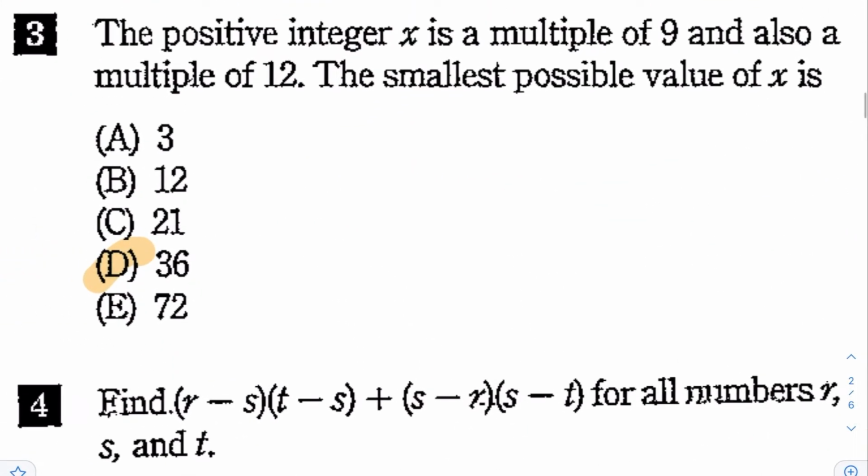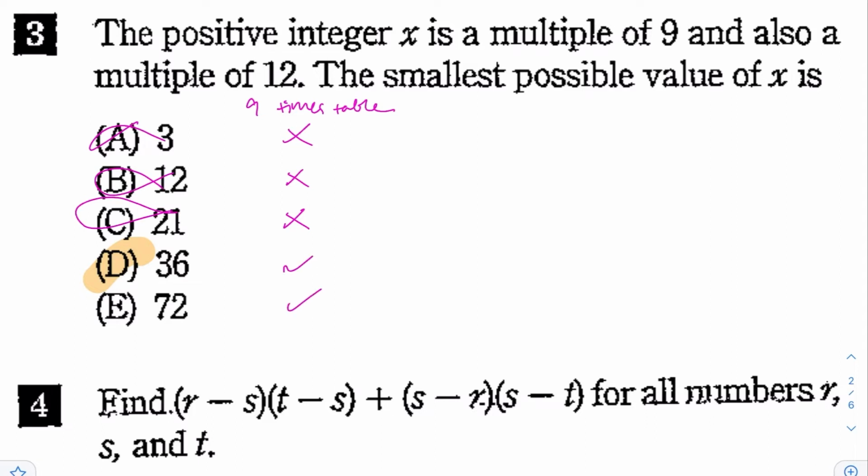Next, for number 3, the positive integer x is a multiple of 9 and is also a multiple of 12. The smallest possible value of x is, so for this one you can go through all the choices and see that x has to be in the 9 times table in order to be a multiple of 9, and choice A is wrong. B is also not in the 9 times table, neither is C. So you eliminated A, B, and C.